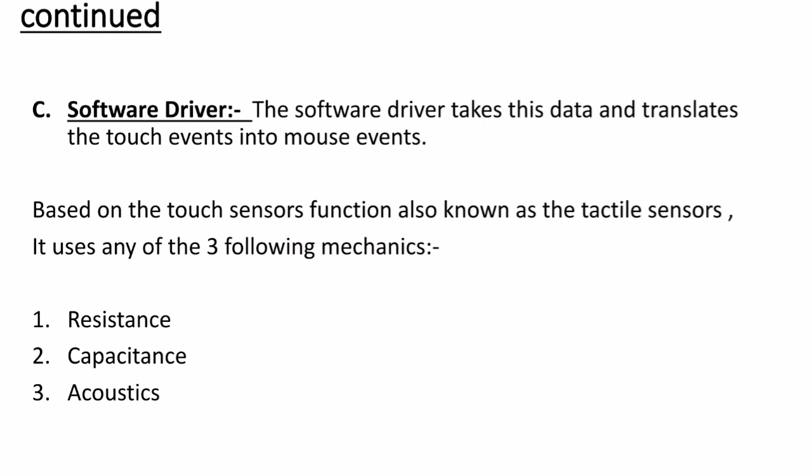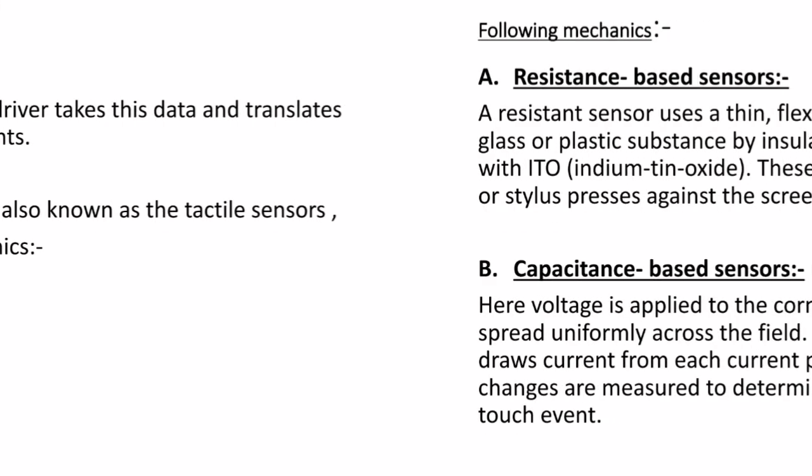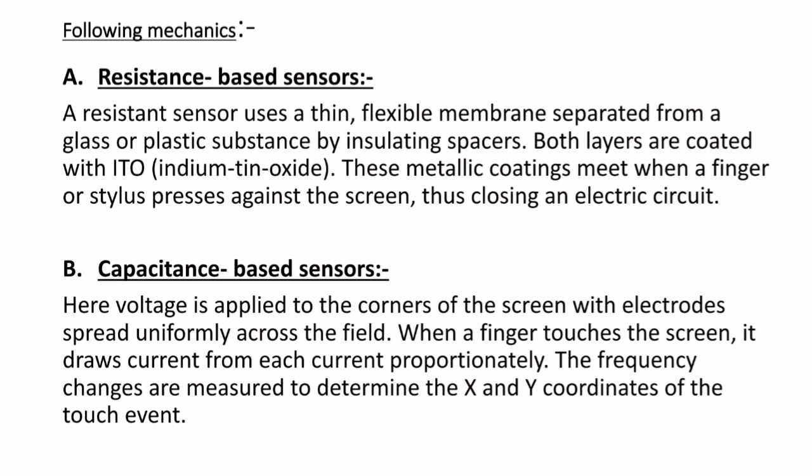Based on the touch sensor's function, also known as the tactile sensors, it uses any of the three following mechanics, that is resistance, capacitance, and acoustics. In the first part, the resistance based sensors, a resistance sensor uses a thin flexible membrane separated from a glass or plastic substrate by insulating spacers. Both layers are coated with ITO. These metallic coatings meet when a finger or stylus presses against the screen, thus closing an electric circuit.